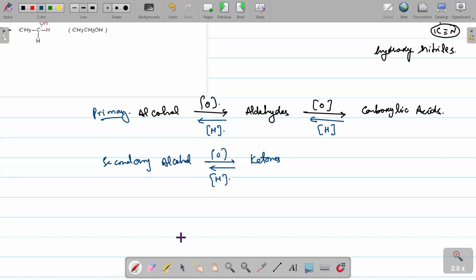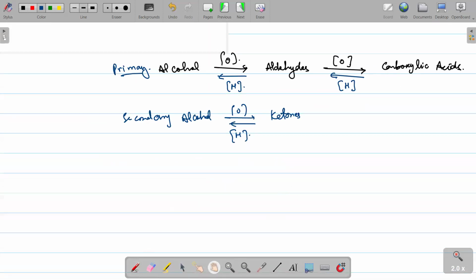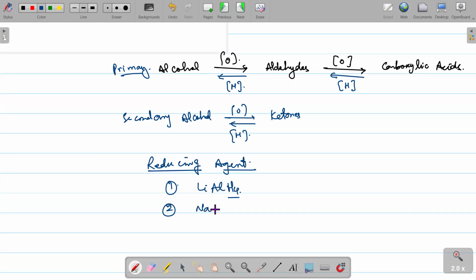So for reduction, we have two main reducing agents. The reducing agents which we use for the reduction of these aldehydes and ketones: number one is LiAlH4, the name is lithium tetrahydroaluminate. And the second one is NaBH4, sodium tetrahydroborate. So actually, these two are reducing agents.